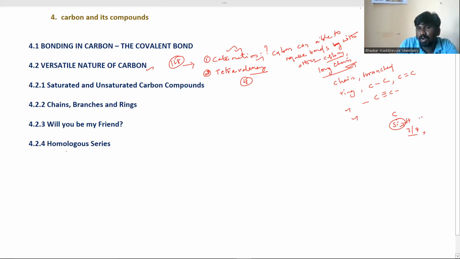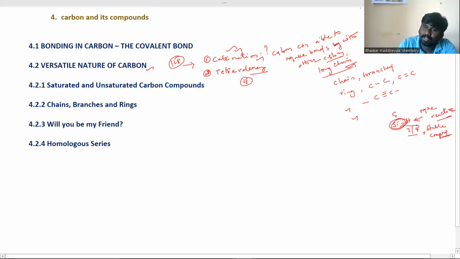And even then, these compounds are very reactive, not stable. Silicon compounds are more reactive, so it can't form stable compounds. You have to remember this. In the carbon family there is one more element, but its catenation ability is very short, and it won't give any stable compounds because of more reactivity.